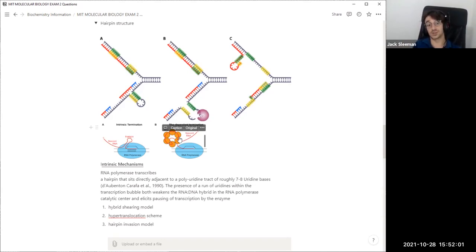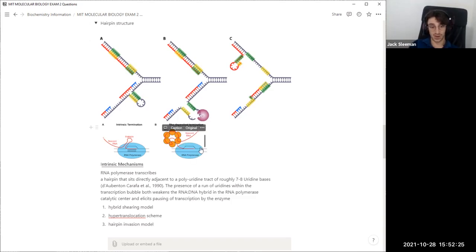So between these two, the one that requires a transacting factor would be Rho-dependent termination, because this termination needs the Rho helicase, which is a transacting factor. It's not on the DNA molecule. If you looked at the DNA molecule, the cis-acting factors would be the things that Rho directly interacts with.